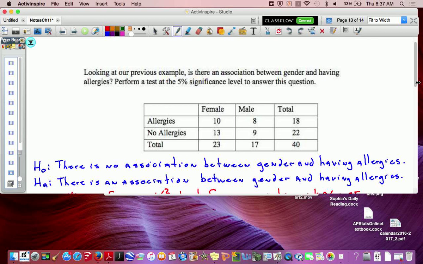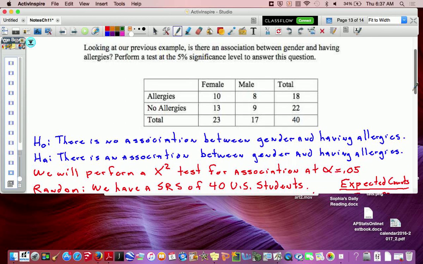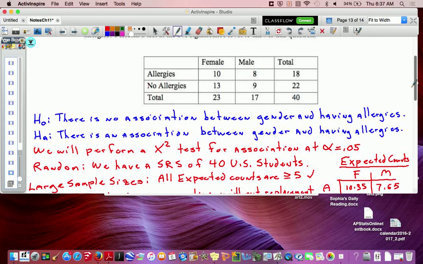All right, so our test: chi-squared test for association. I tend to use association. You can use independence, but I tend to like to say the word association, at the 5% significance level. So, simple random sample of 40 US students. Yep. The next part, large sample sizes.